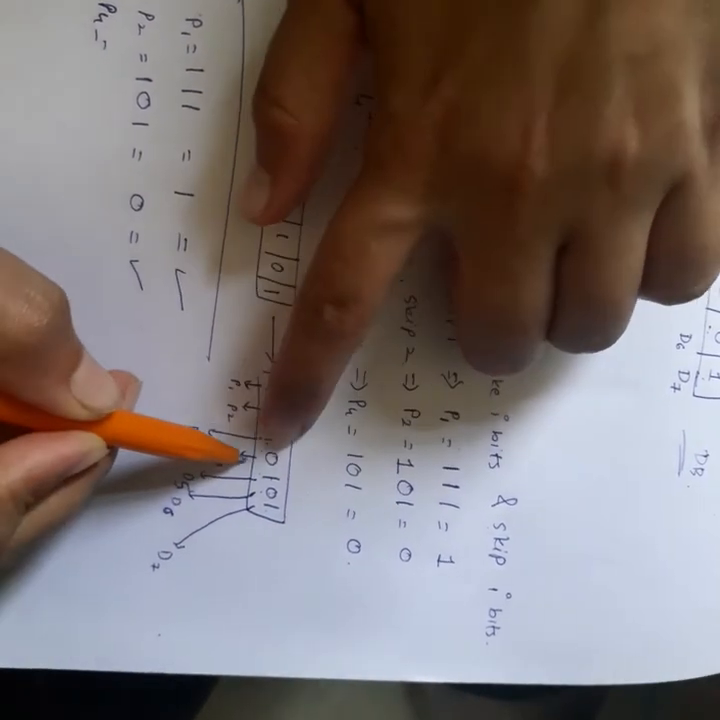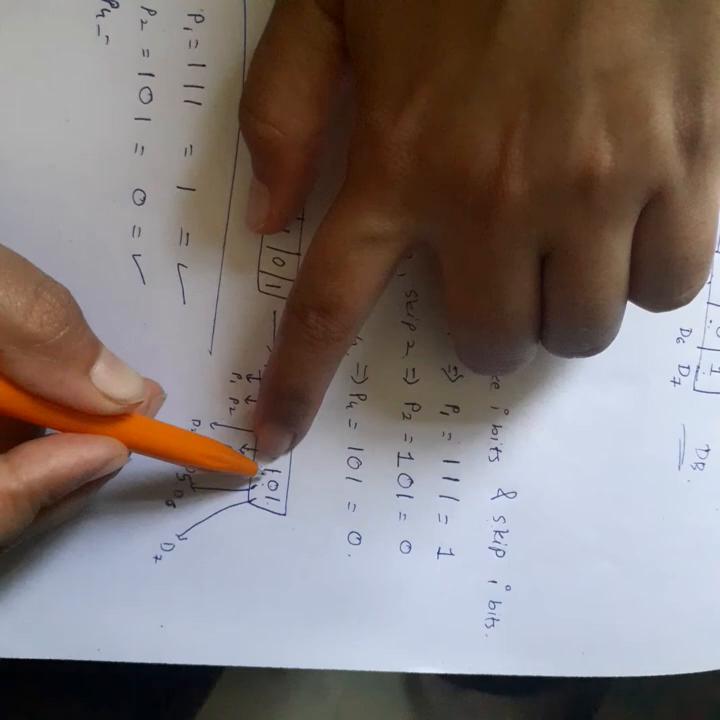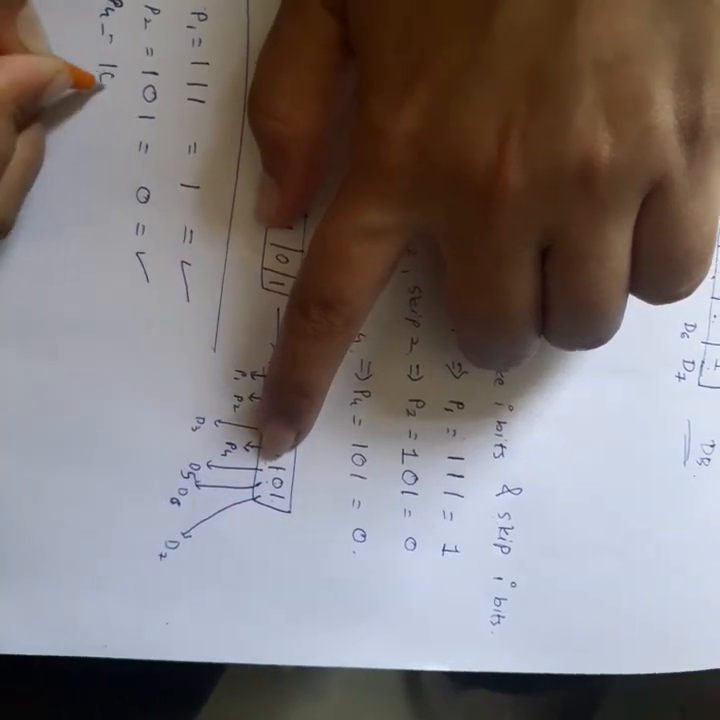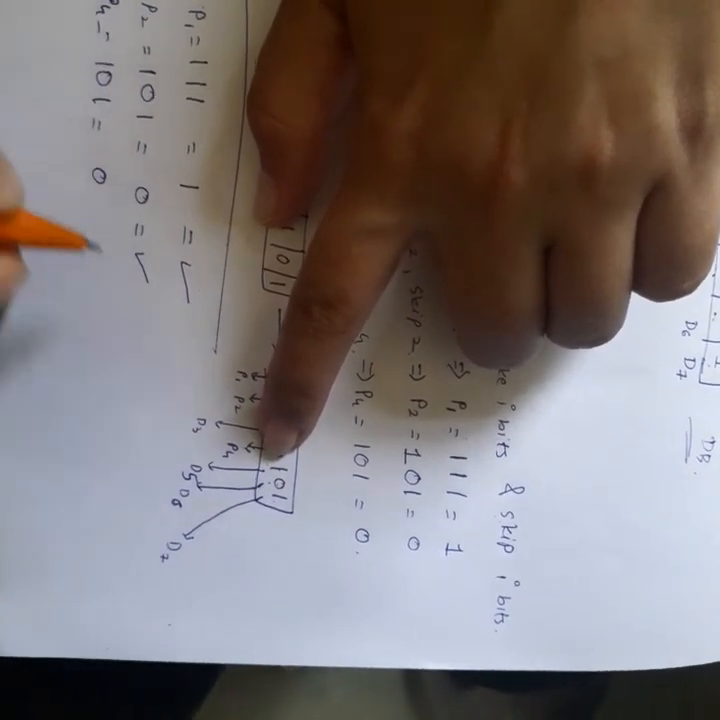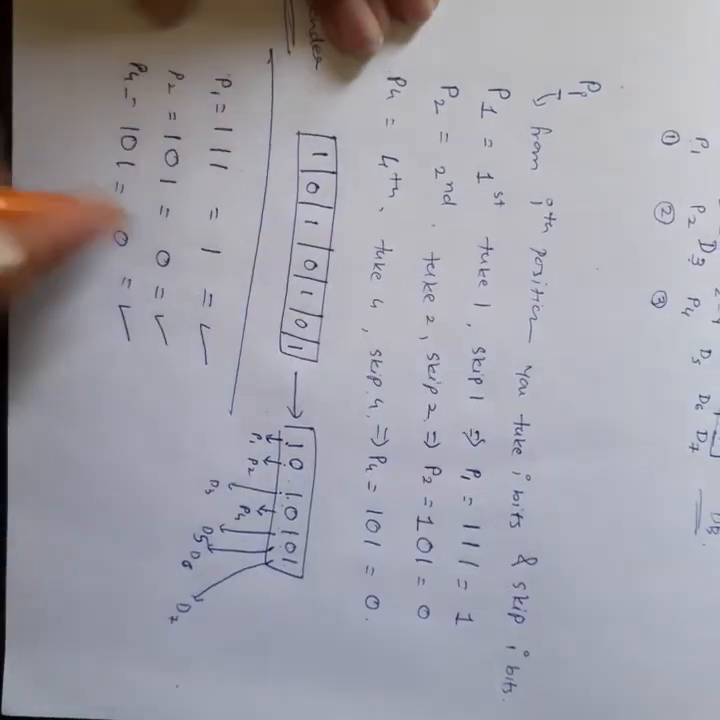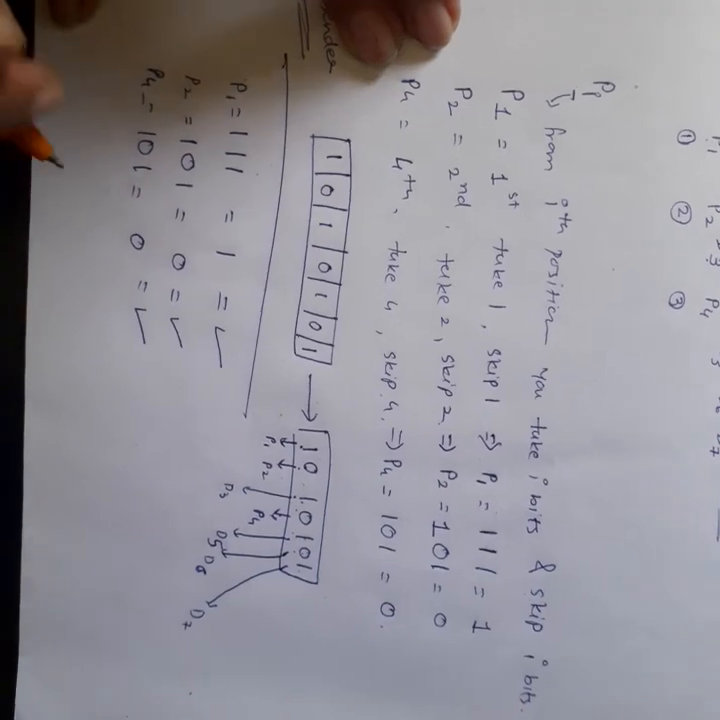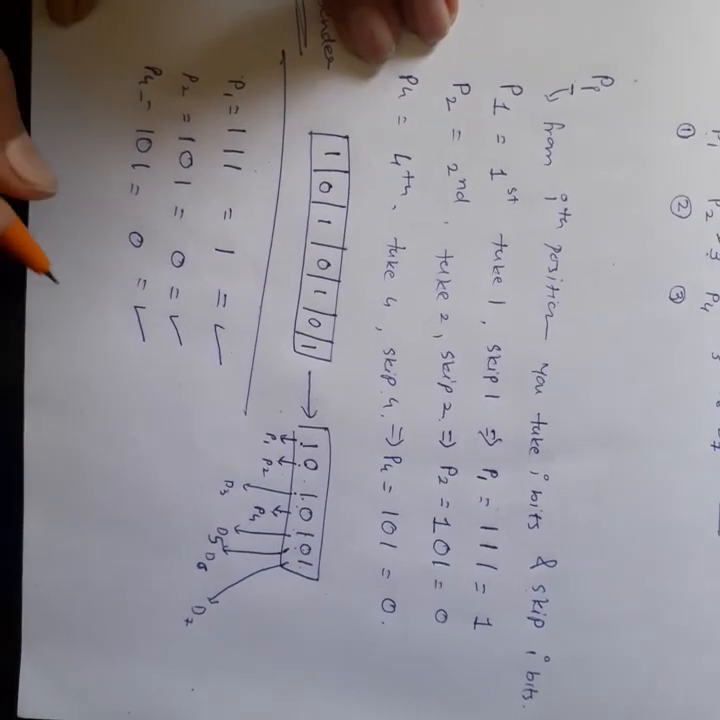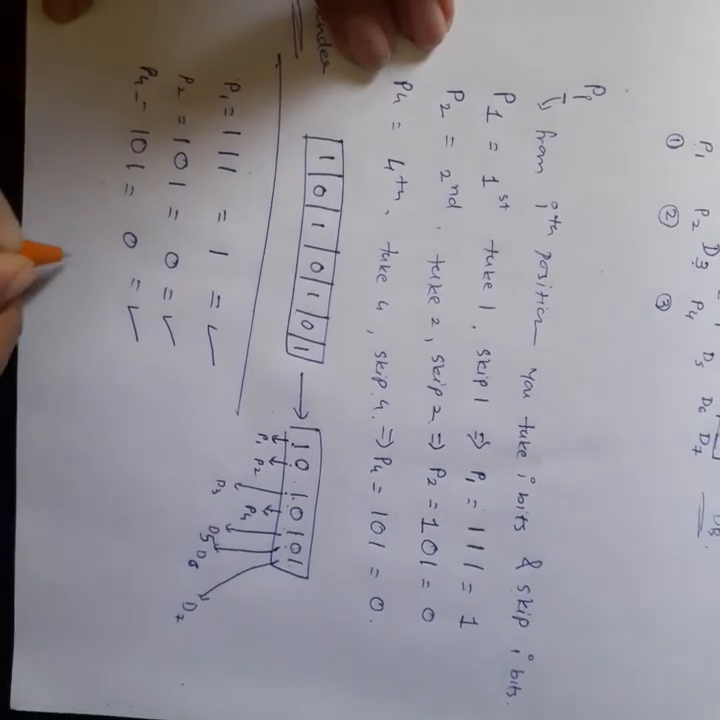If we are going to calculate parity number 4, take 4 values. I will not consider that. 1 2 3, 1 0 1. Even number of ones, so 0. Is it matching? Yes. So according to this, the sender and receiver have received exactly the same content which the sender has sent, right?